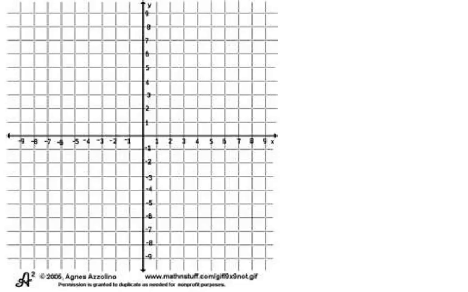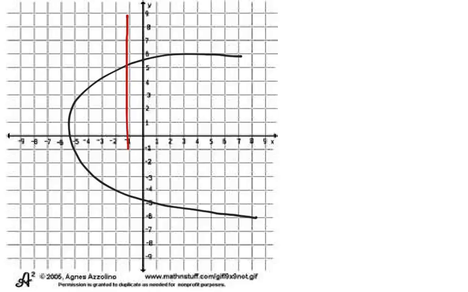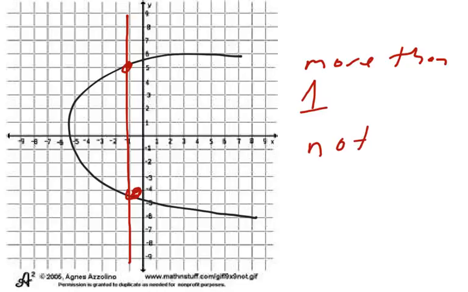Alright, we got a couple more here. Is this a function or is this not a function? Well, there's something called the vertical line test. If you draw a vertical line and it crosses the graph more than once, we're going to say this is not a function.